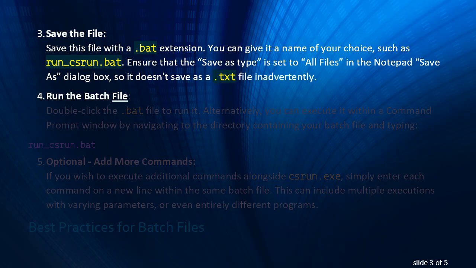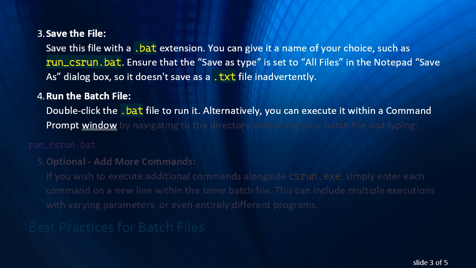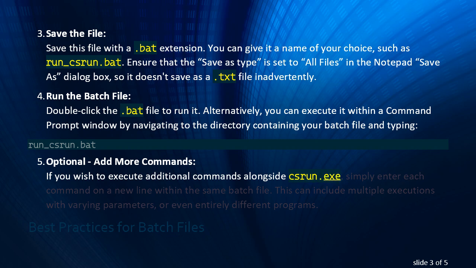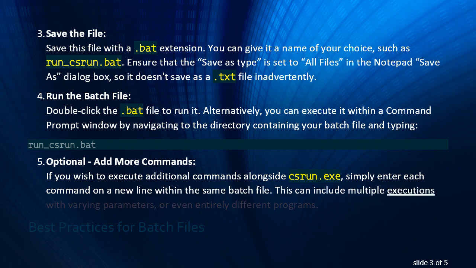Run the batch file. Double-click the .bat file to run it. Alternatively, you can execute it within a command prompt window by navigating to the directory containing your batch file and typing. Optional, add more commands. If you wish to execute additional commands alongside csrun.exe, simply enter each command on a new line within the same batch file. This can include multiple executions with varying parameters, or even entirely different programs.